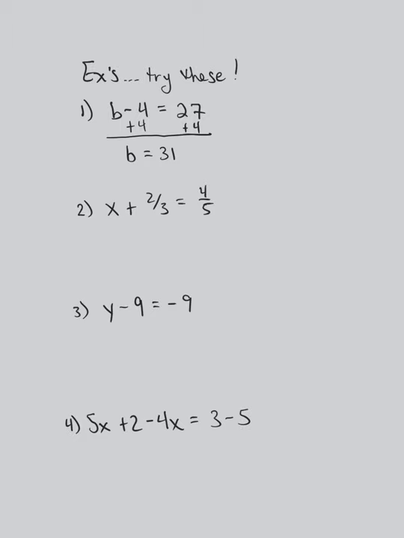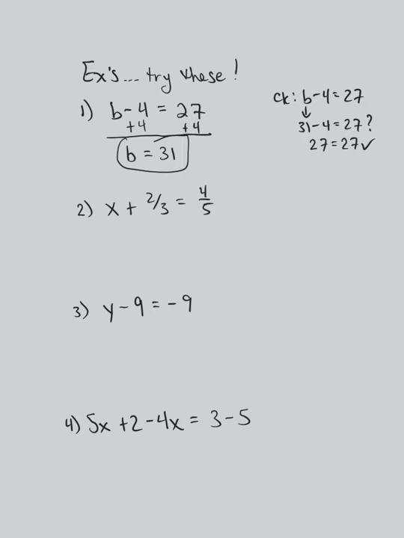I usually don't circle it until I've checked it. So I want to go and check it. Our equation is B minus 4 is equal to 27. Then I plug in my candidate for a solution. We're wondering if those are equal, and 31 minus 4, you could do that on your calculator if you don't know it, but that is 27. So it does check, and so I know B is equal to 31.